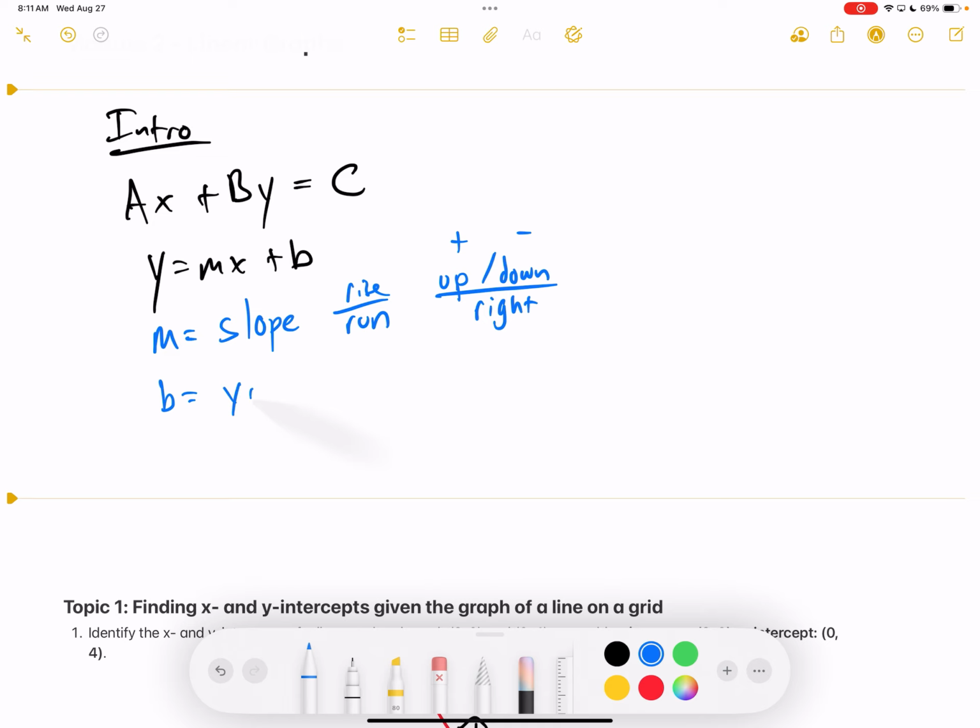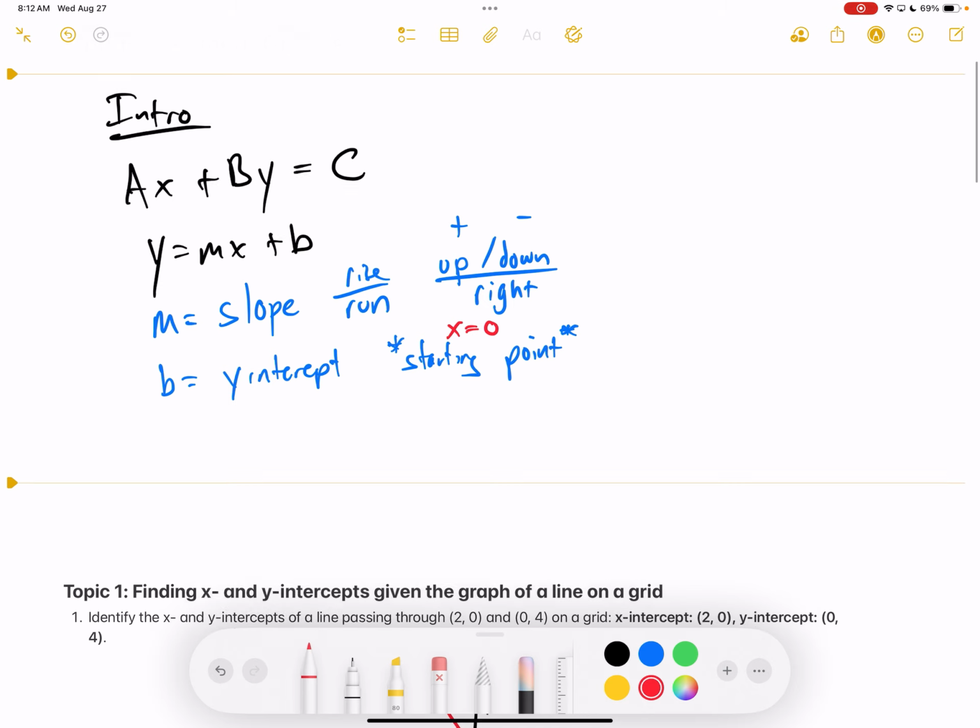The b is your y-intercept. That is my starting point. Does anybody remember algebraically how you find the y-intercept? What do you make x be if you're trying to find the y-intercept? 0. So this is x equals 0. That is why it's called the starting point: if you do 0 minutes of exercise, how many calories are you burning? If you have 0 products sold, how much money are you making or losing? It is your starting point.